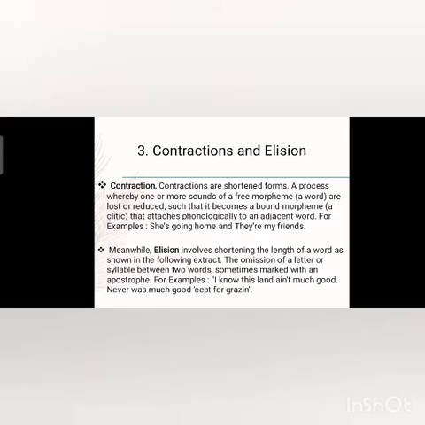Meanwhile, elision involves shortening the length of words, as shown in the following extract. The omission of letters or syllables between two words is sometimes marked with an apostrophe. For example, I know this land is much good. Never was much good except for Grecian.